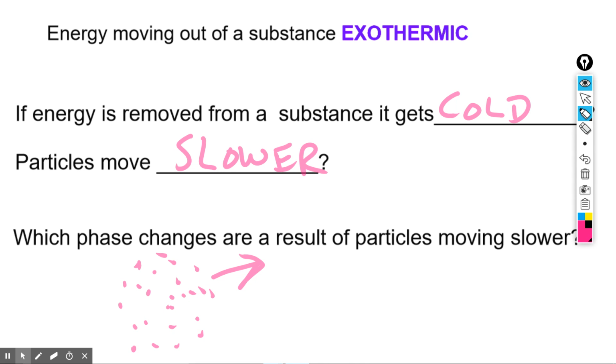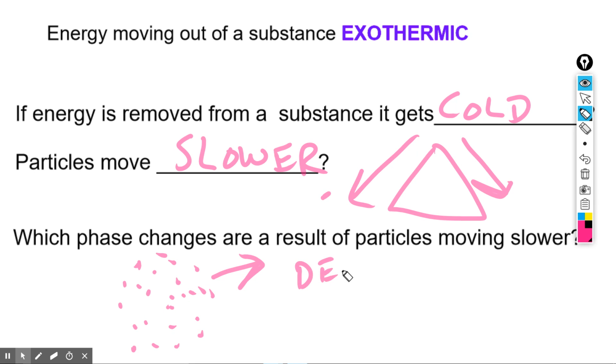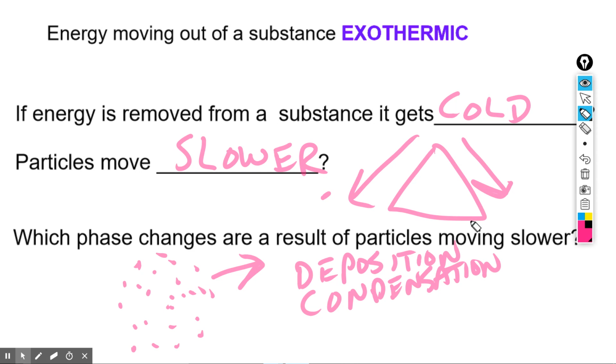Which phase changes are a result of substances moving slower? So the ones that are getting colder, if this is our phase change triangle, the ones going from gas down. On this side over here, that's deposition. And on this side, it's condensation. And down here, we're getting colder, so freezing, right? Going from liquid to solid. Freezing.